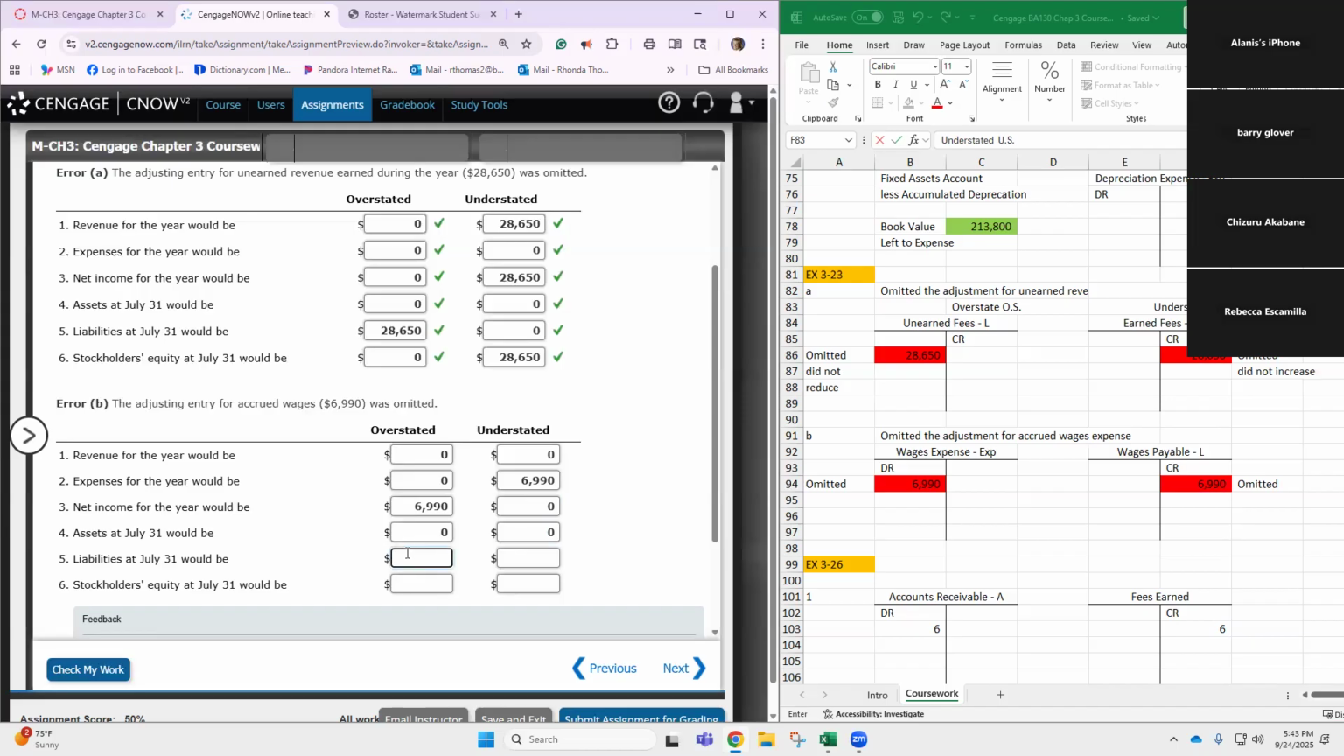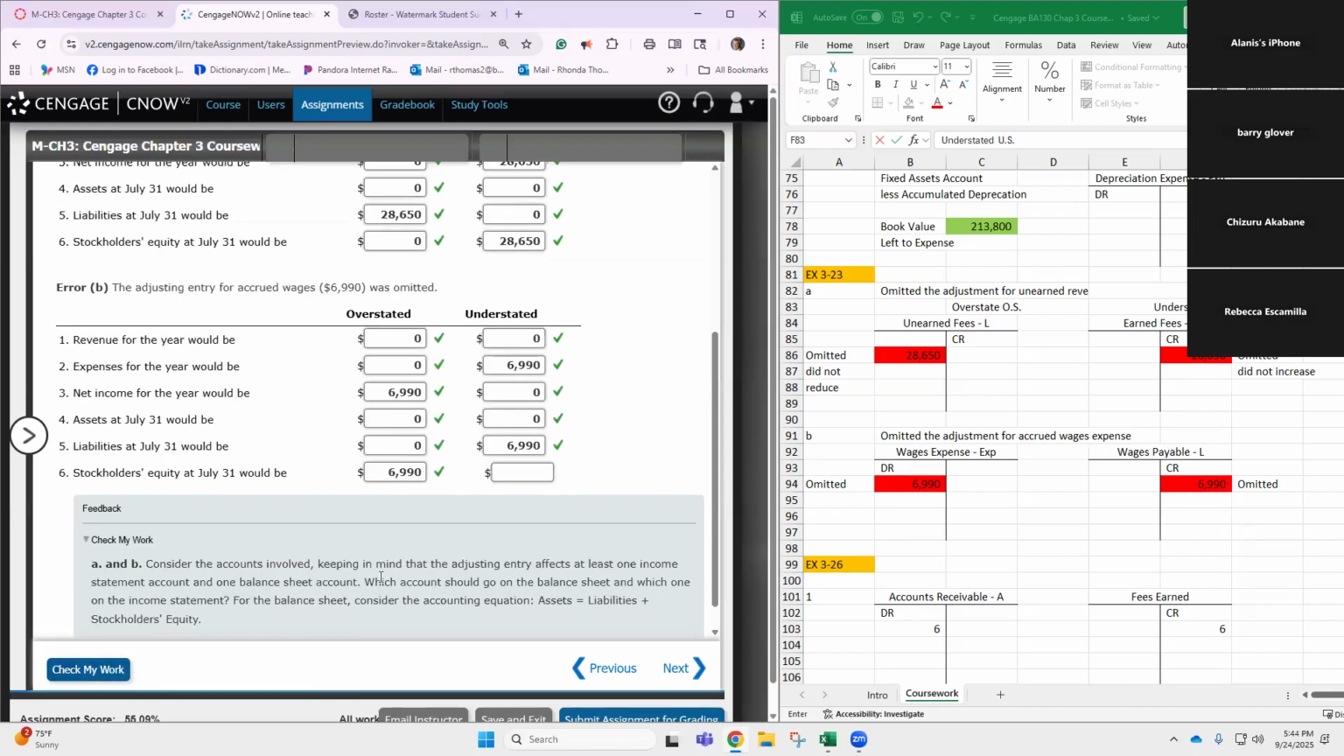Liabilities, we forgot to add an amount to the liability. So because we forgot, it is also understated. Okay, so it's understated by 6990. And then, unfortunately, whatever direction the net income is going, that's what's happening with the stockholders' equity too. Okay, because that's where the net income goes.